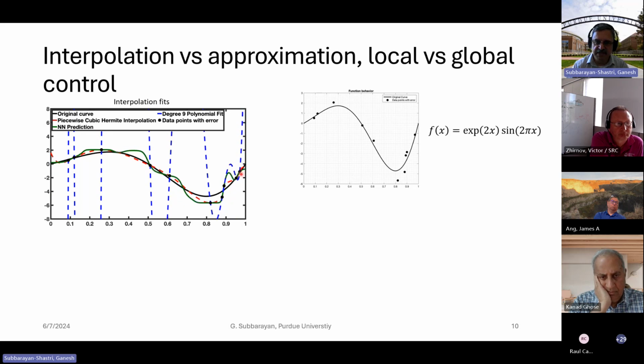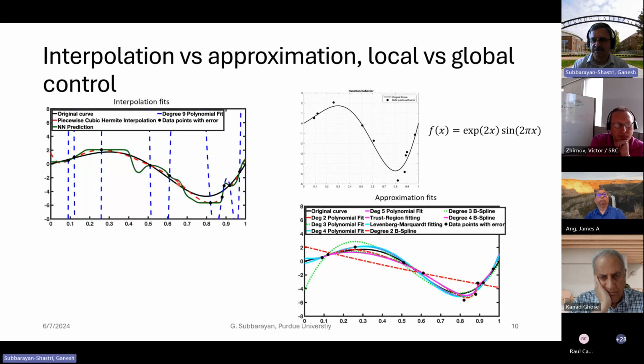And you can see how that changes as I move this data point. And you can see that what is a fact that is well known for neural networks is that it always overfits the data. So it's not necessarily always the best way to fit data because it overfits the data. Now I'm going to move on to approximation fits.